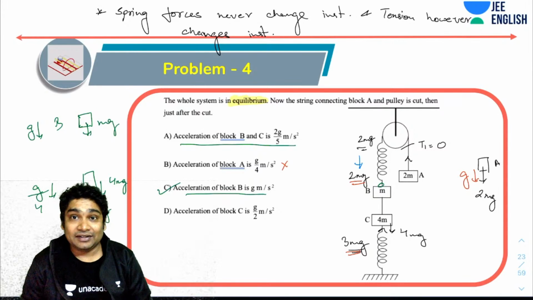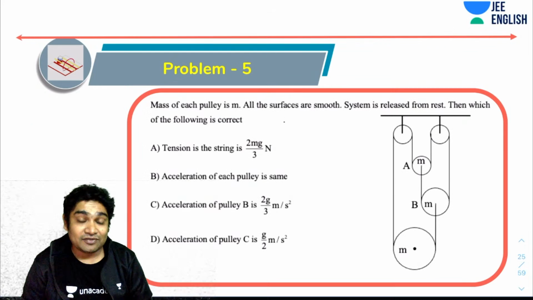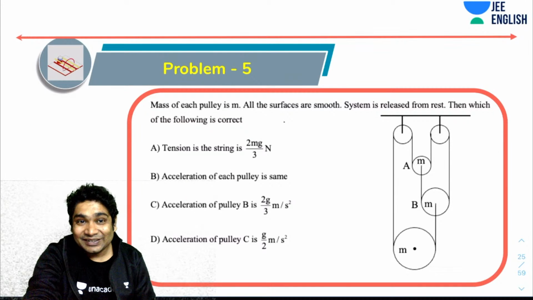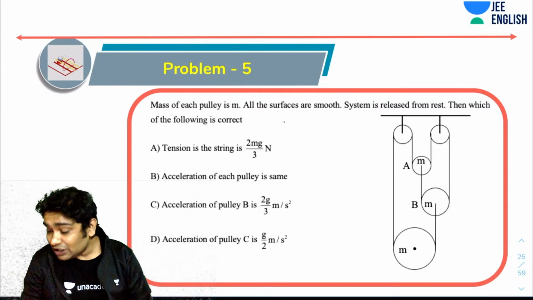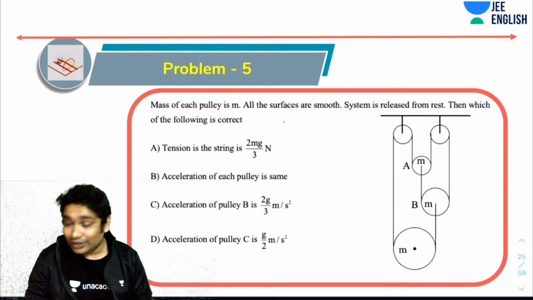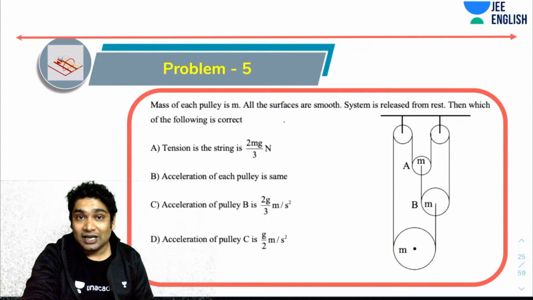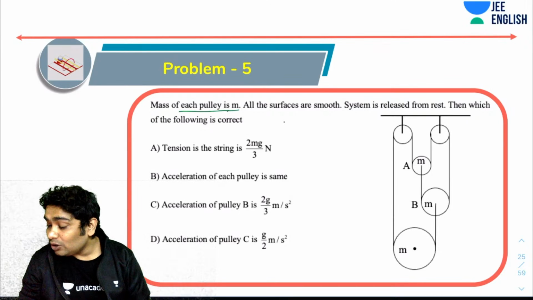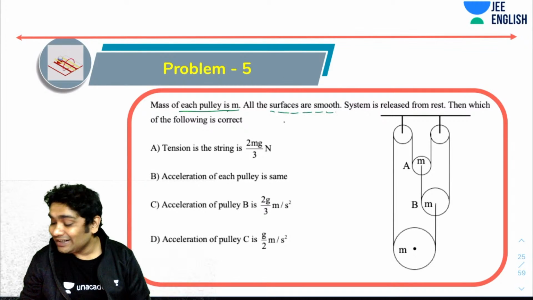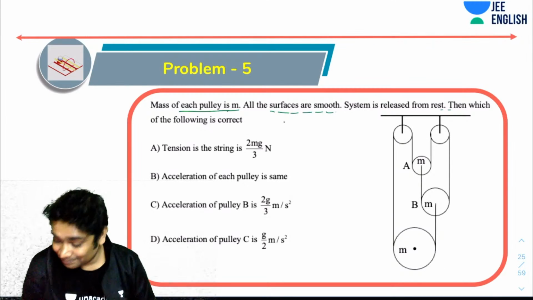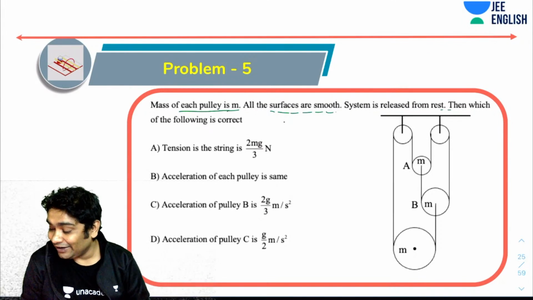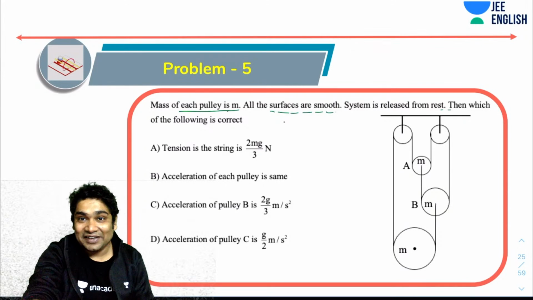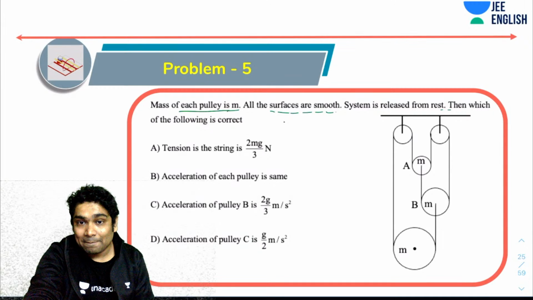Now let's take a look at question number 5. This was the final question for class 11 students. Let's see. This says mass of each pulley is m. So interestingly, each pulley has been given a mass. Mass of each pulley is m, and all surfaces are smooth. The system is released from rest. Then which of the following statements is correct? Very interesting. Each of the pulleys has mass m. So why don't you give this a try?